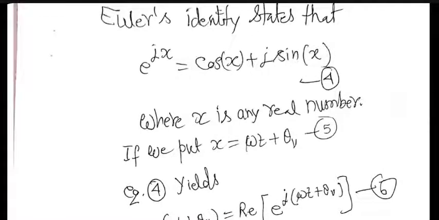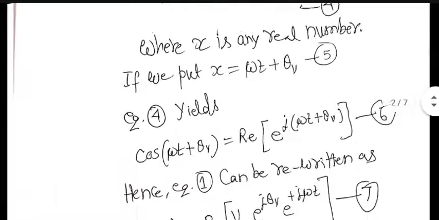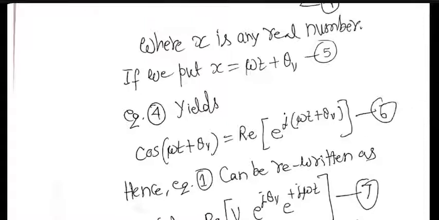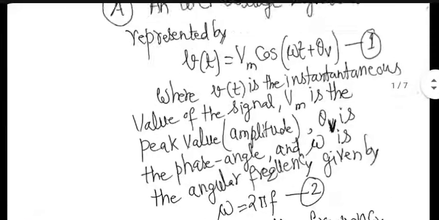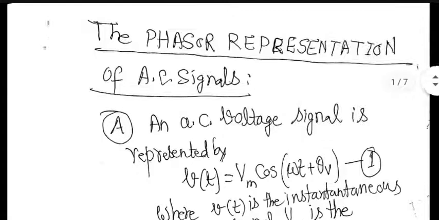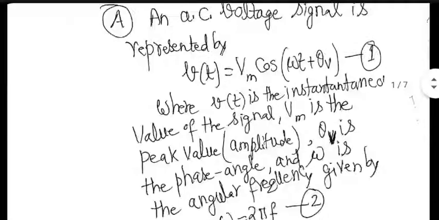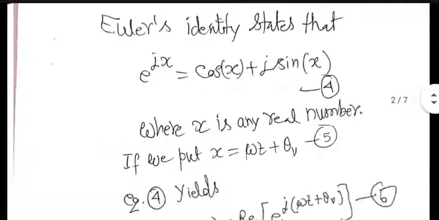Then I get cos x. Cos x is the real part of e to the power jx, right? And if I use x equal to omega t plus theta v, I get cos of omega t plus theta v equal to the real part of e to the power j omega t plus theta v. So I take this value of cos omega t plus theta v and I put it in the original equation for small v. This is how phasors are arrived at.